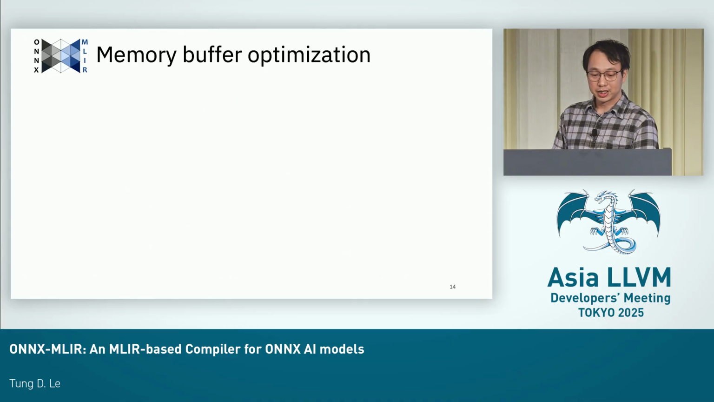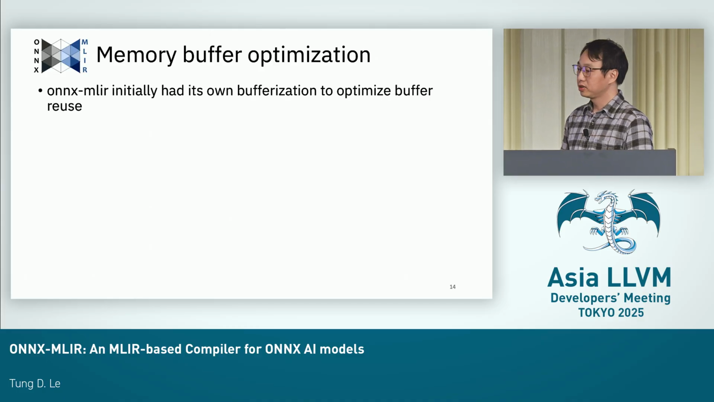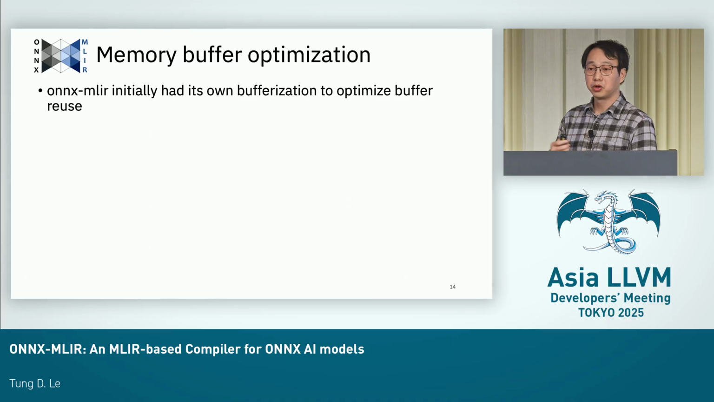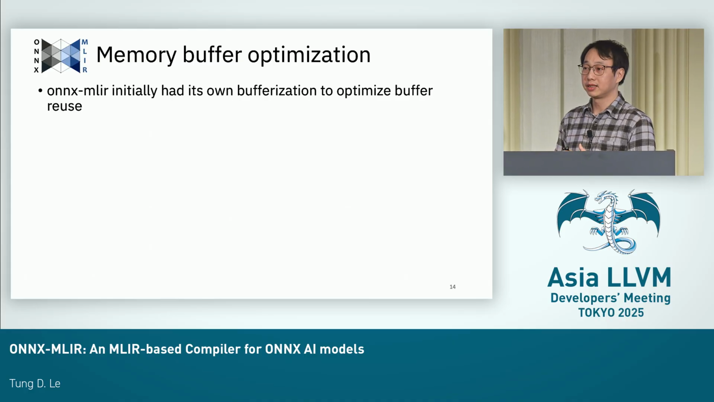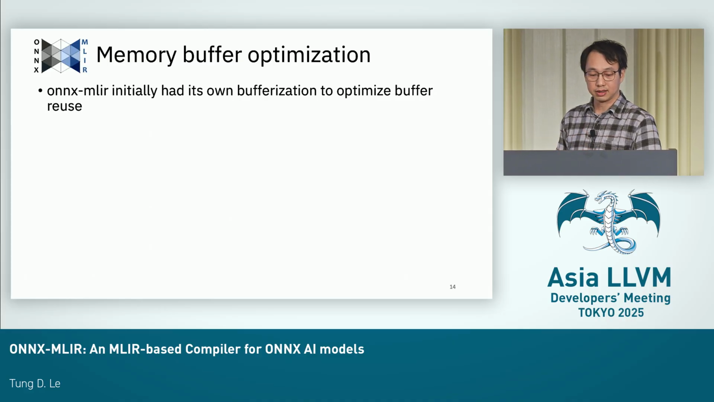Yeah. So now let me share some stories we have learned during the development of ONNX-MLIR. The first one is about memory buffer optimization. Initially in ONNX-MLIR, we had our own bufferization to optimize the buffer reuse so that we don't need to allocate the same memory again and again.